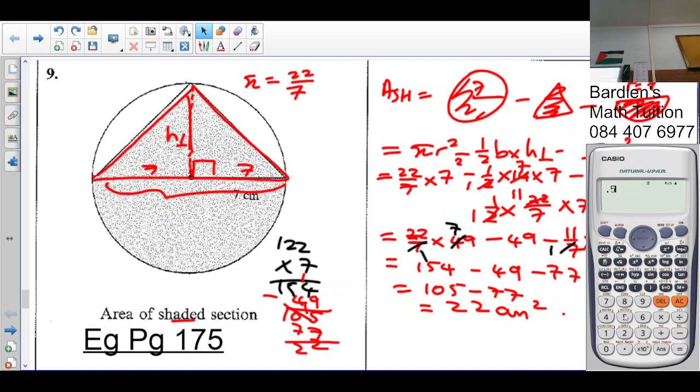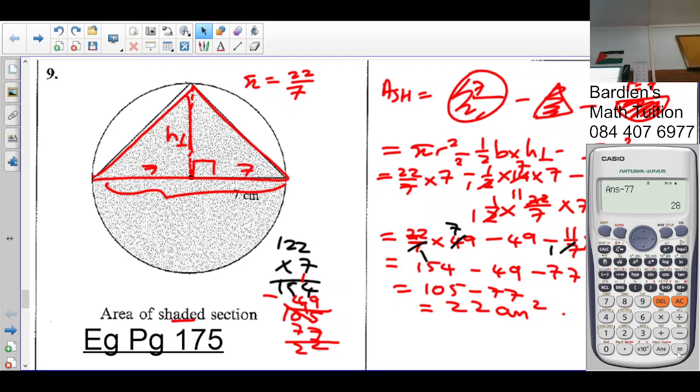It's half times 14 times 7, 49, and then pi times 22 over 7 times 7 squared, 77. So 154 minus 49, so it's 154 minus 49, no? 105, okay? Minus 77.